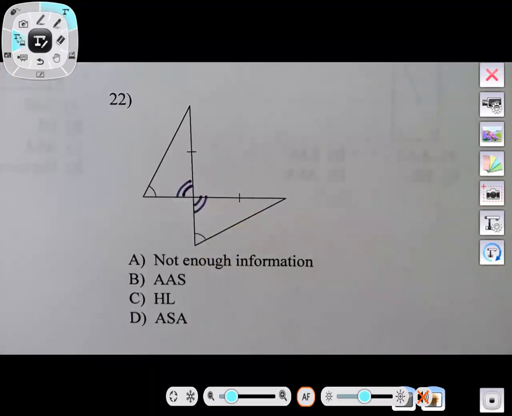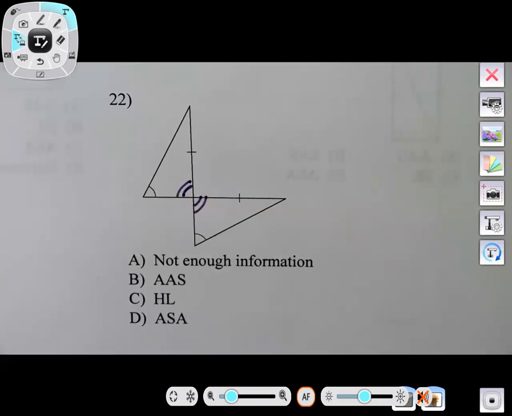No. So in order to be HL, you have to know for a fact that you have right angles. They look like right angles, but we don't know that they are. Did you say B?